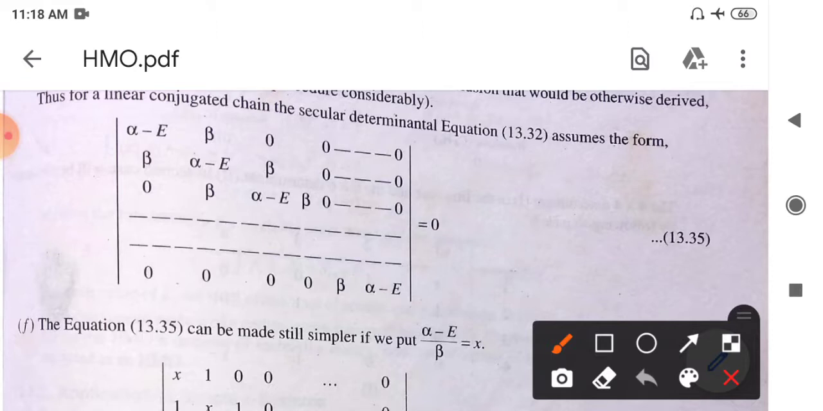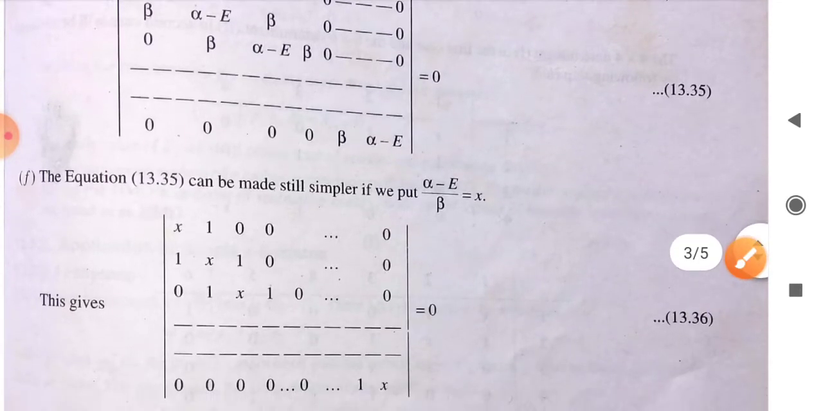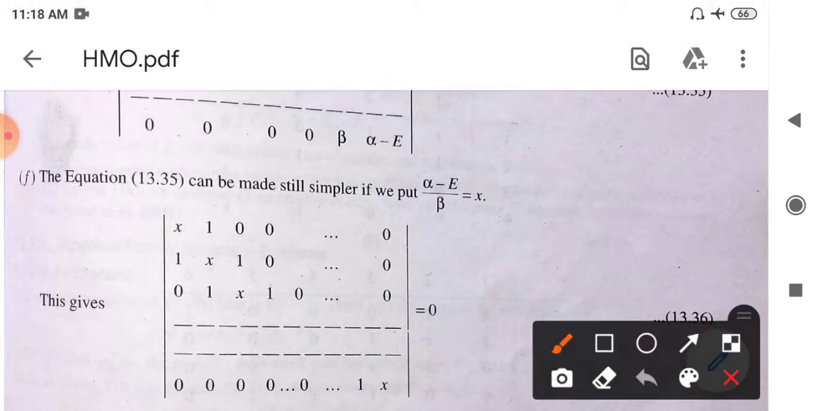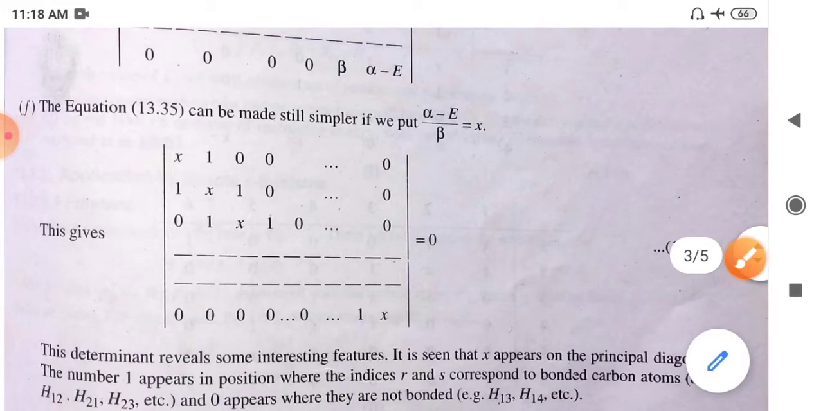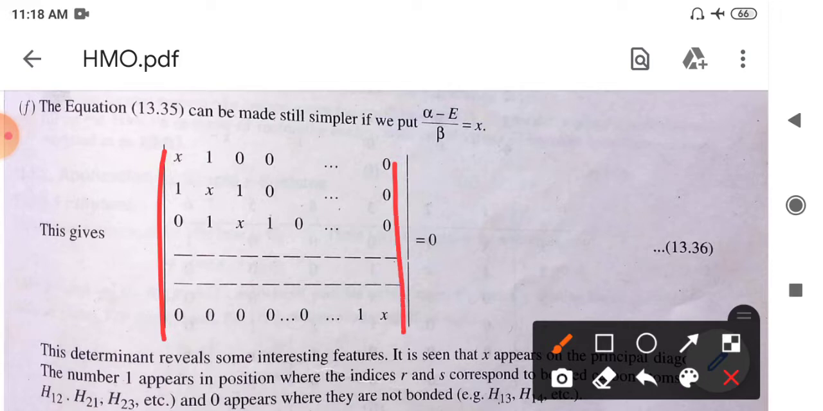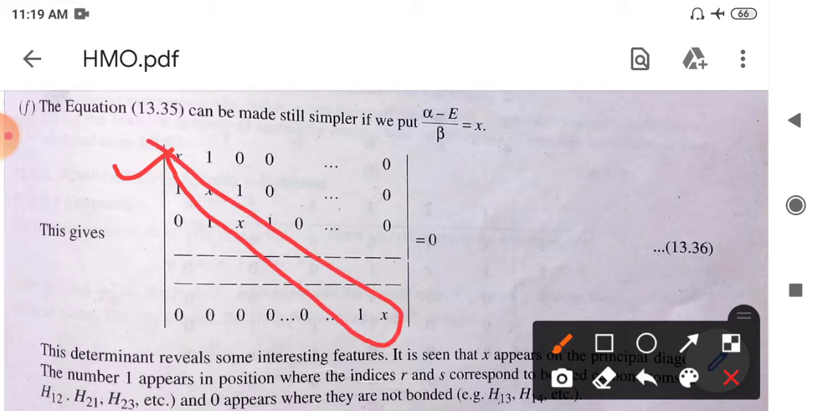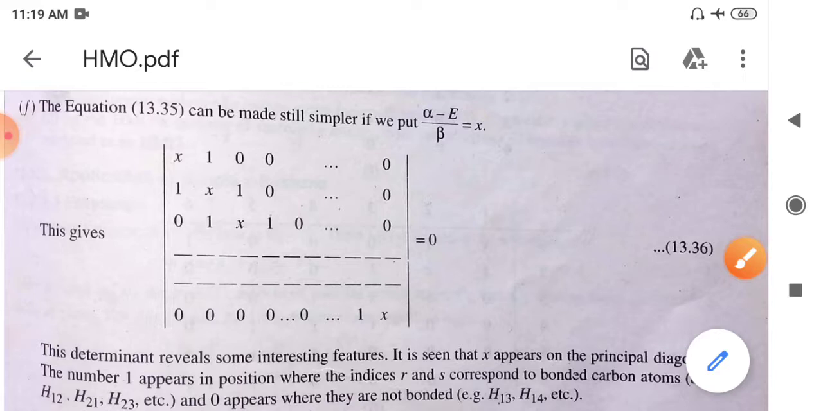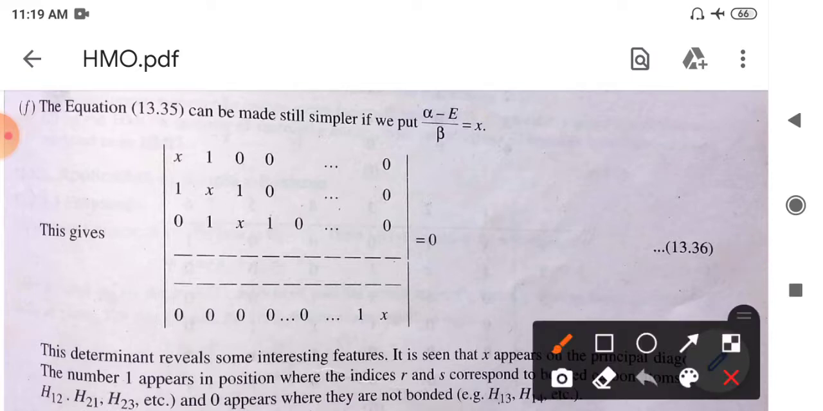For this we can make a still simpler assumption. For simplification we will put alpha minus E upon beta equal to x, another variable. So overall we can get the secular determinant of the type x 1 0 0 and so on. So this is the general equation. For a specific system we will see how that secular determinant can be obtained. So this is the general secular determinant, where we have the general assumption that the diagonal element is x, and the adjacent element around the x is 1.